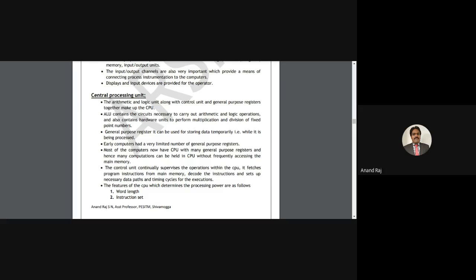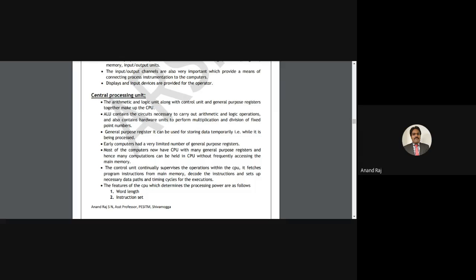The control unit continually supervises the operations within the CPU. It fetches the program instructions from main memory, decodes the instructions and sets up the necessary data paths and timing cycles for execution. So whatever operation is done by the CPU will be supervised by the control unit.